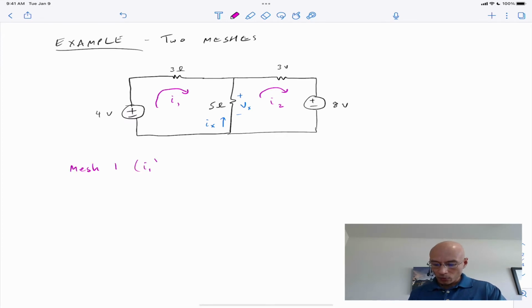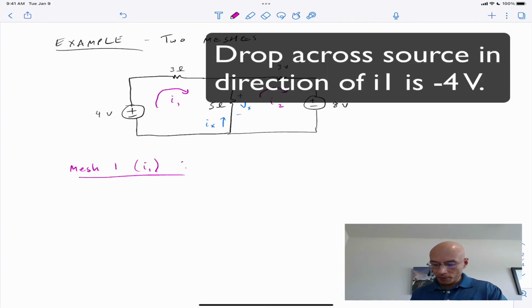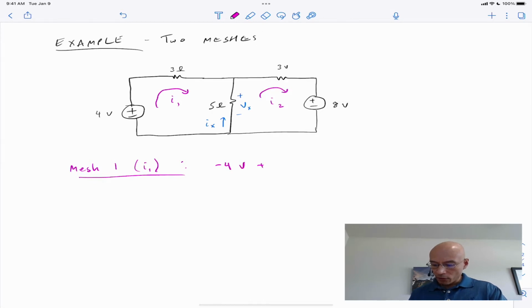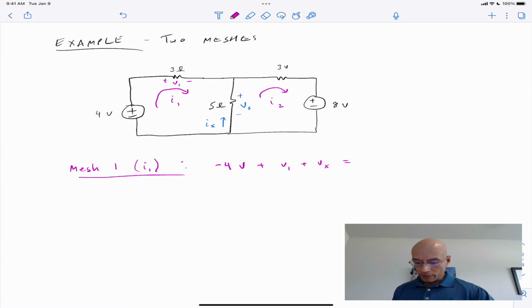Mesh 1 will correlate with I1. So for this, we follow the current I1. I have a negative 4 volt drop. And then there's a voltage drop here. So there's a V1 and then Vx. And then I'm back at the low side of the voltage source, made a full loop, so that's 0.